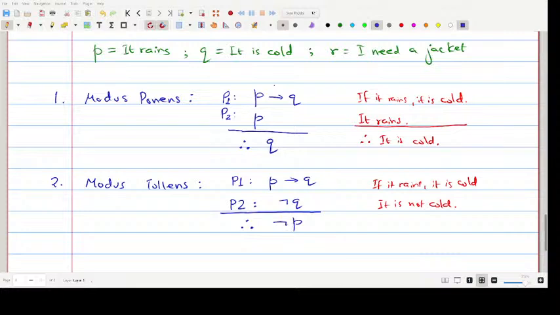Now the interpretation of negation of P matches with our example, right? In the example, we said that if it rains, it is cold. That is the truth, and it turns out that it is not cold. So it did not rain. Does it not make sense?